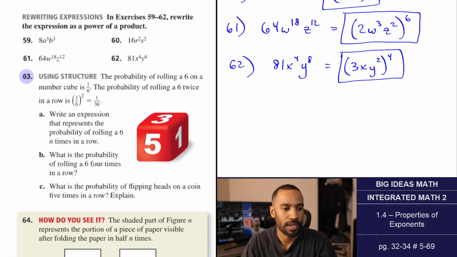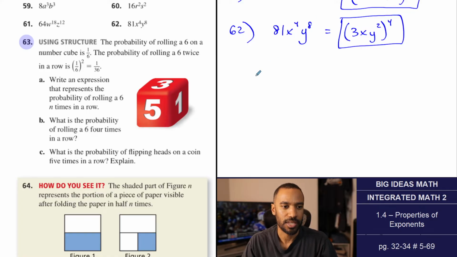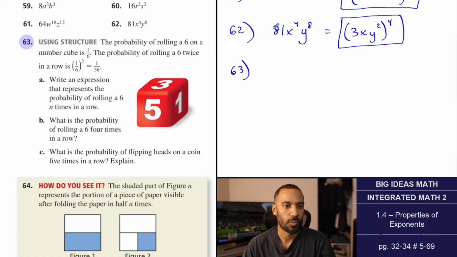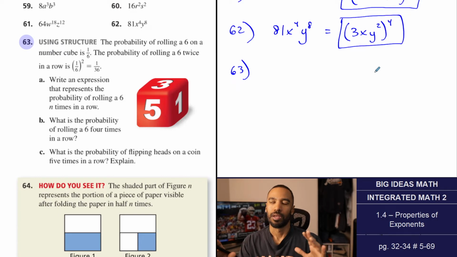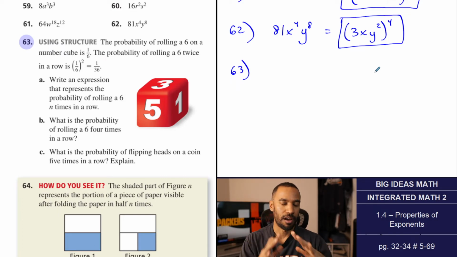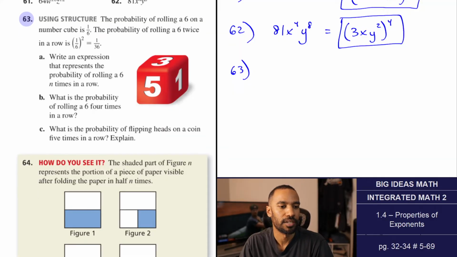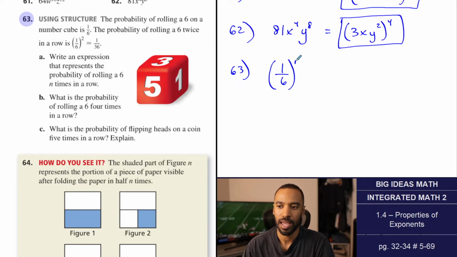Okay, 63. Using structure, the probability of rolling a 6 on a number cube is 1/6. The probability of rolling a 6 twice in a row is 1/6 squared, which is 1/36. So you're taking a sixth of a sixth, because you got to do it successfully twice, right? Write an expression that represents the probability of rolling a 6 n times in a row. So if one time is 1/6 to the first, and twice in a row is 1/6 squared, n times is 1/6 to the nth power. That is part A.